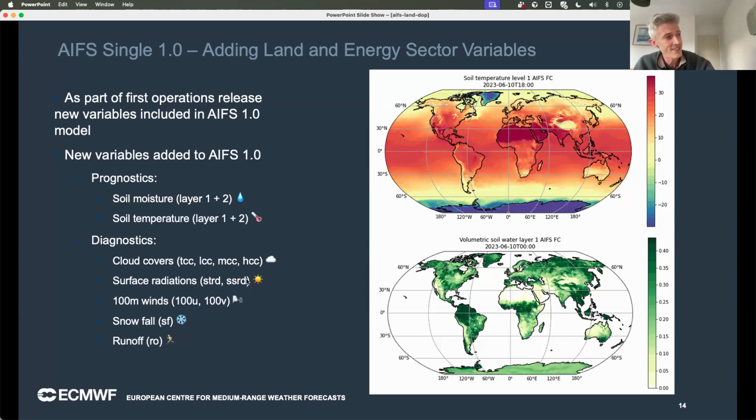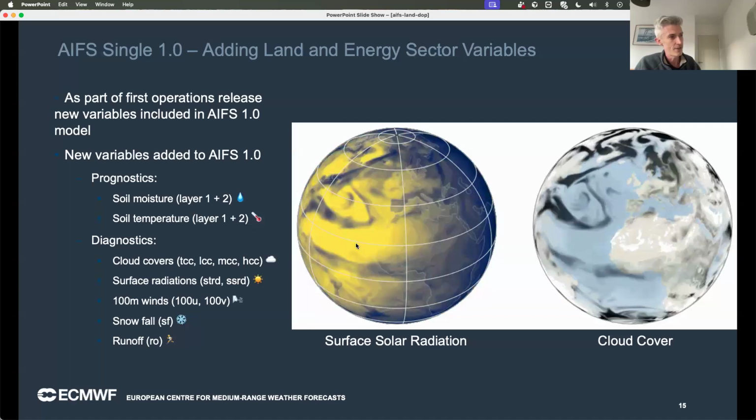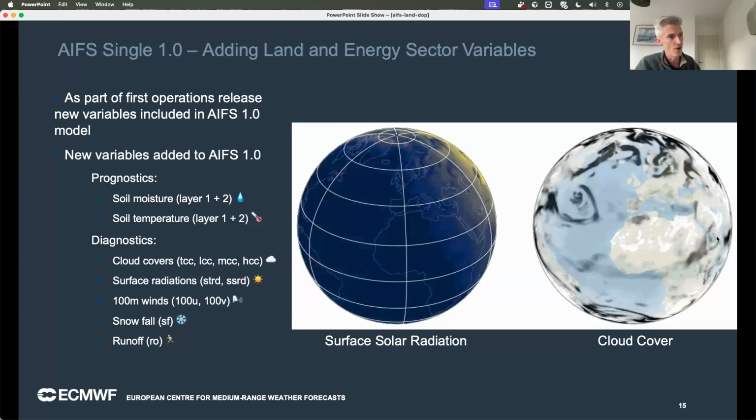And on the land side, we were adding in soil moisture and soil temperature. So you've got a kind of a snapshot of what the forecast looks like here for soil temperature in the top right hand plot and soil moisture in the bottom right hand plot. We were also adding cloud cover and snowfall and runoff to gain some kind of notion of hydrology as well. So you can see here, this is surface solar radiation on the left and cloud cover on the right.